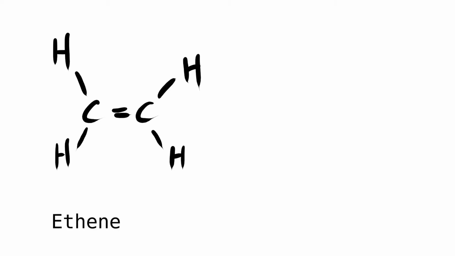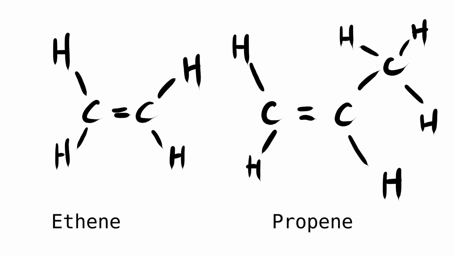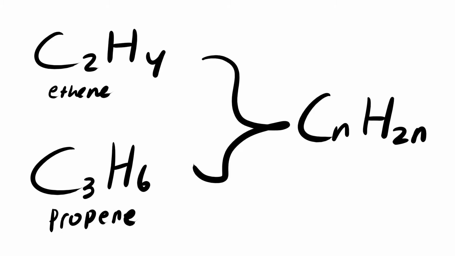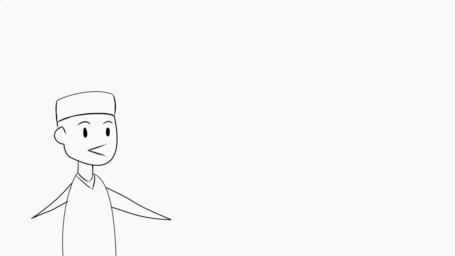Compounds such as ethene and propene are examples of the CnH2n formula. The formulas C2H4 and C3H6 follow this CnH2n formula. And I forgot to mention, the names end with -ene, which makes them obviously alkenes. So yeah, that's basically the introduction.